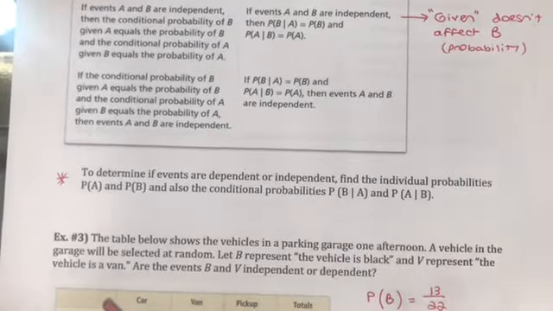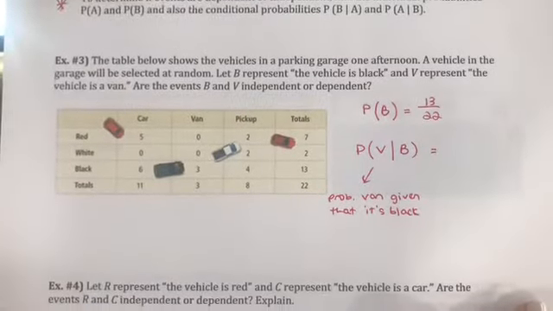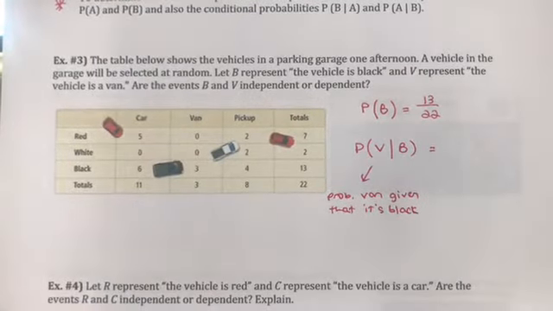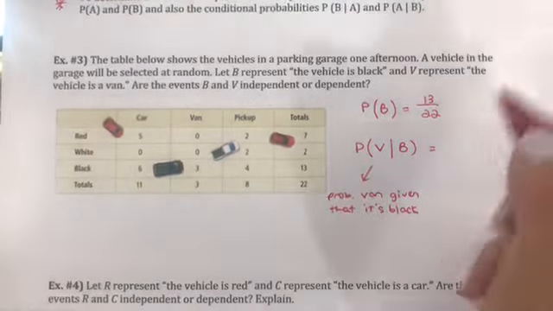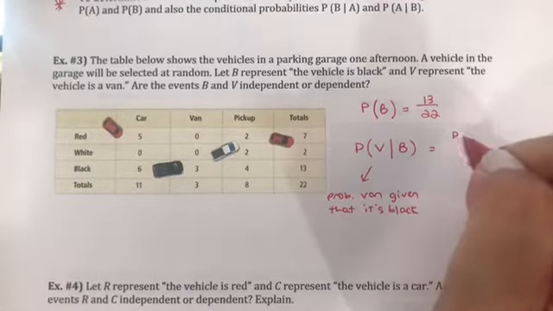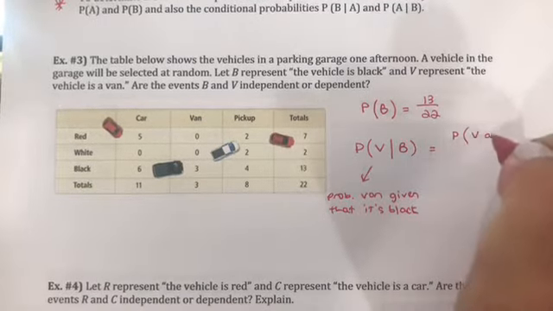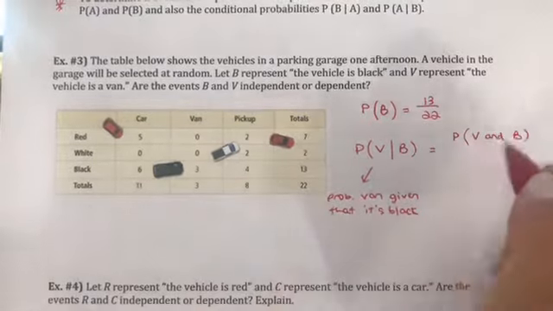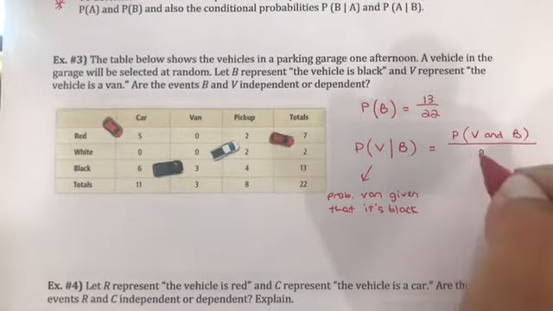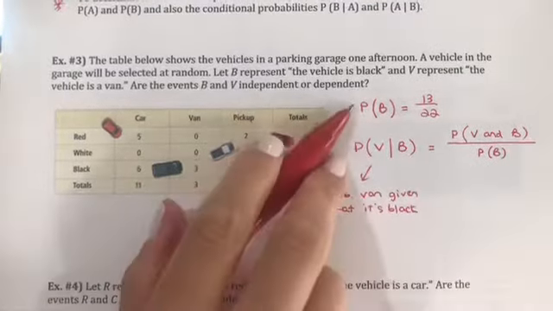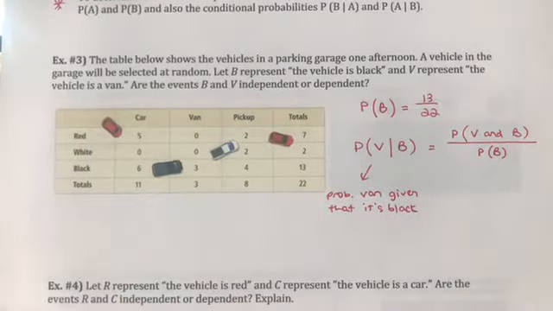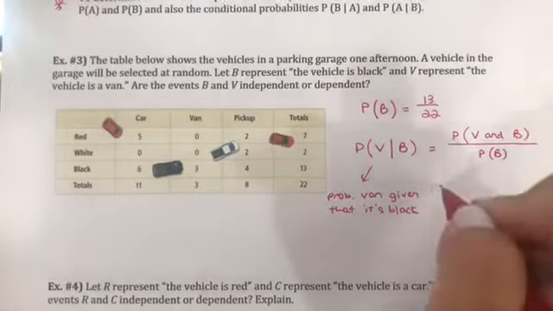Okay, so we're going to use our conditional probability from the previous page and say that what we want is the probability that it's a van and black over the probability that it's black. That was the point of us finding this, okay? So let's take a look.